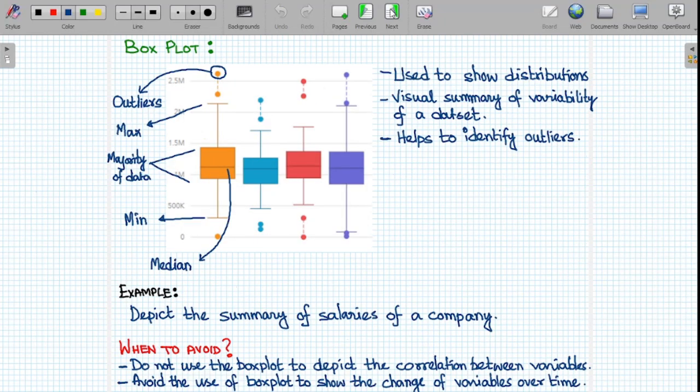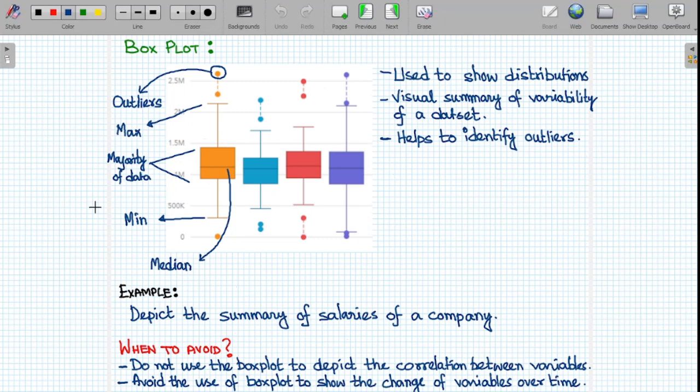Let's understand an interesting plot called box plot. Box plot is used to show the distributions. Using box plot, we can get a summary of variability of a dataset. It also helps us to identify outliers.